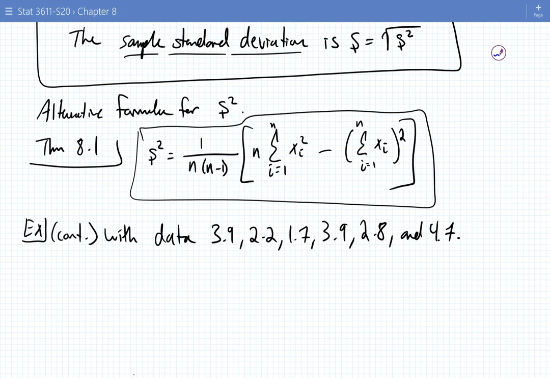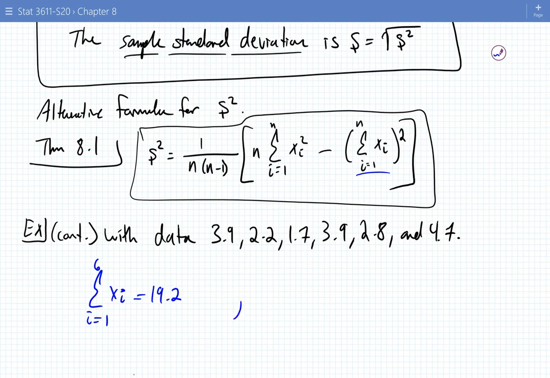Let's see what we have here. So first, we need the sum of all of the individual observations. So let's do the sum of all the xi's as i goes from 1 to 6. That's working on this component right there. Well, that's just adding them up. So we just add up 3.9 plus 2.2 plus 1.7, just add everything up. We should get 19.2, right?